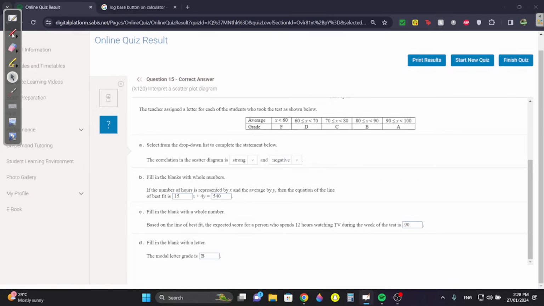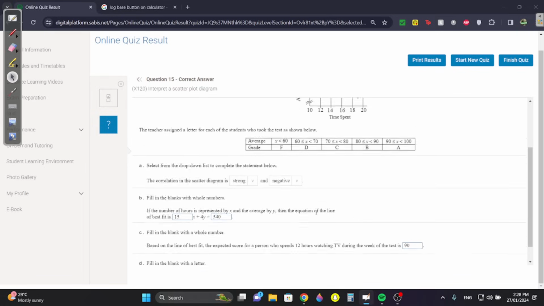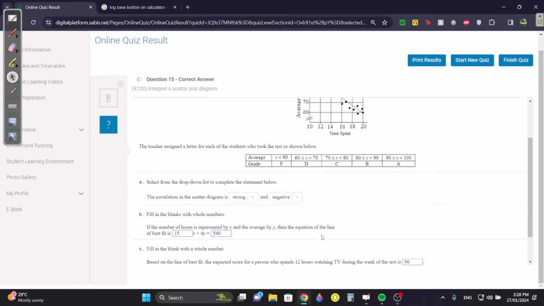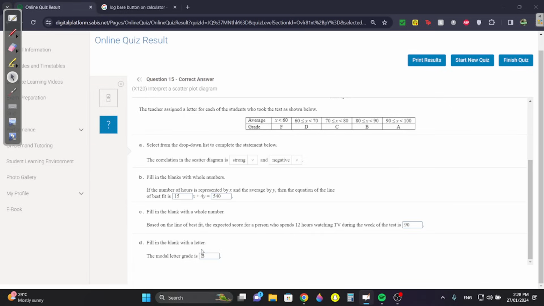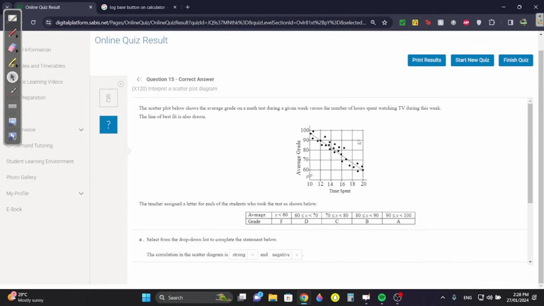Then they're saying, based on the line of best fit, for someone who spends 12 hours, how much will it be? So you just go to 12 hours, go up to the line, you get 90. And the modal letter grade, meaning which letter is repeated the most? Look here, obviously there are more points between 80 and 90 in this region, and between 80 and 90 that's B. That's how you do it. I think it was also B in the exam though.